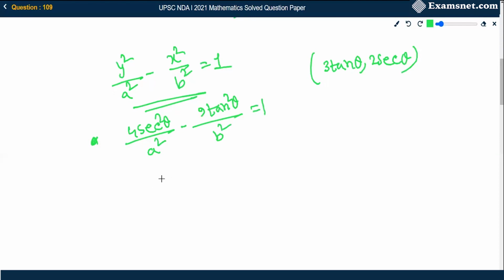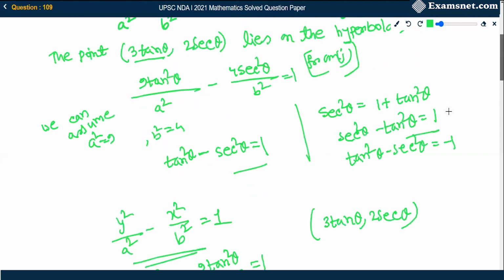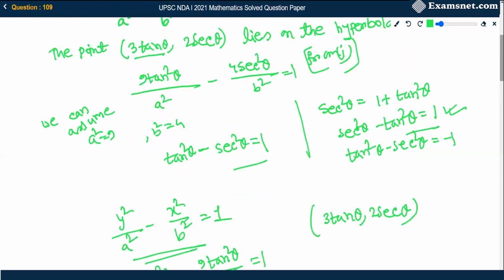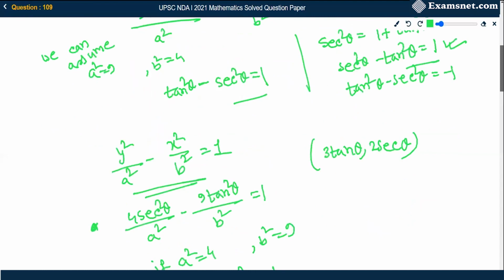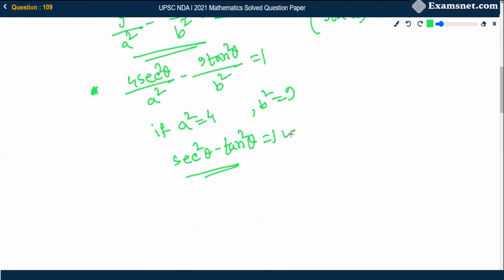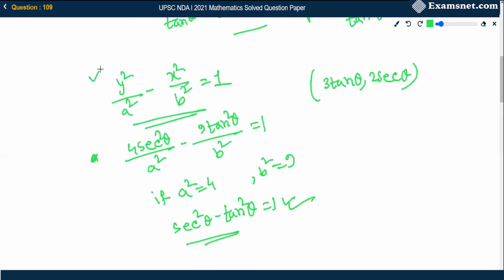So now if a square equals to say 4 and b square equals to 9, it will give us the value sec squared theta minus tan squared theta equals to 1. So now look here, it matches with the value which we got from the standard identity of trigonometry. That means it satisfied the general equation. So yes, they are talking about this form.